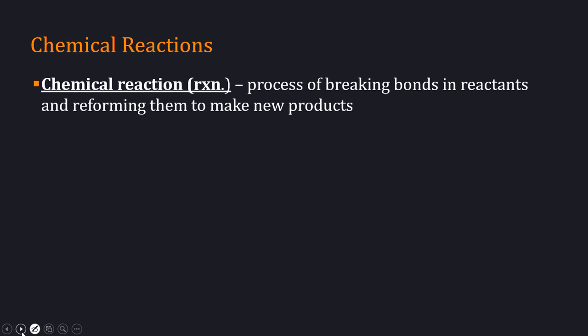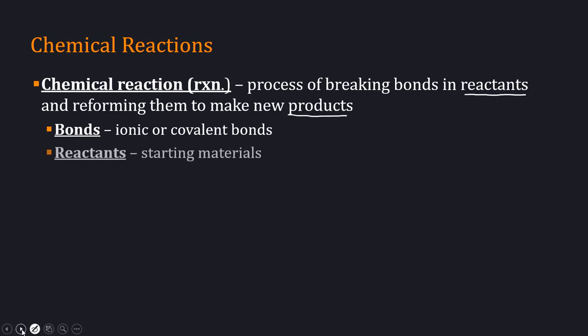So a chemical reaction is actually the process of breaking bonds in reactants. Now reactants are the things that react, that's what we start with, and then we reform things to make new products. Those are the things that are produced in a reaction. Remember, bonds can be ionic or covalent. Ionic bonds form when electrons are transferred between elements, and covalent bonds form when two atoms share valence electrons.